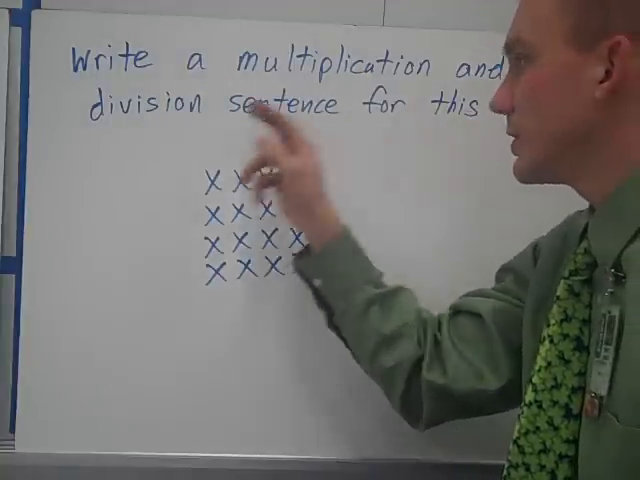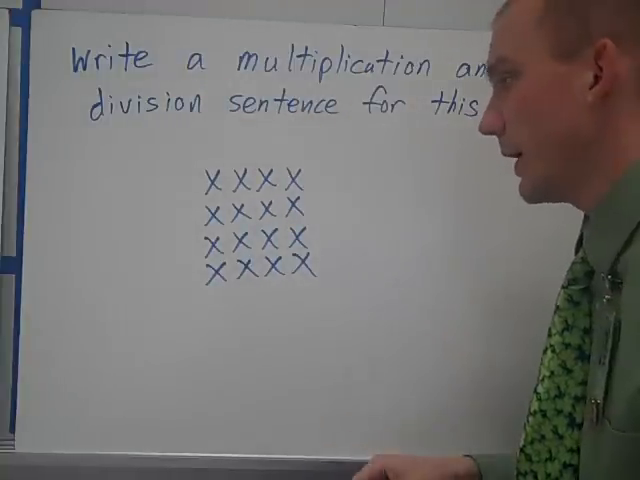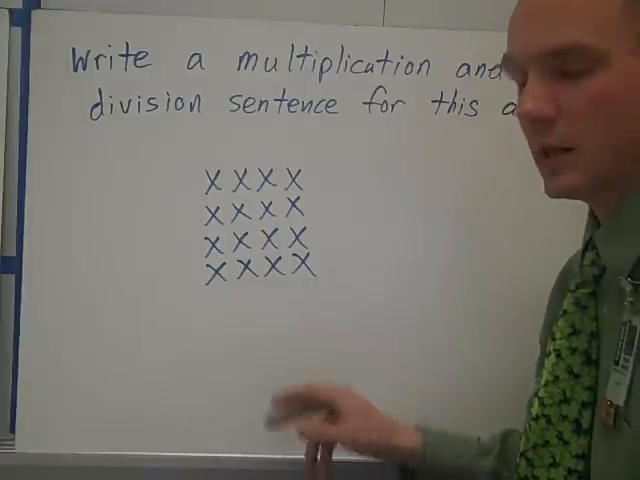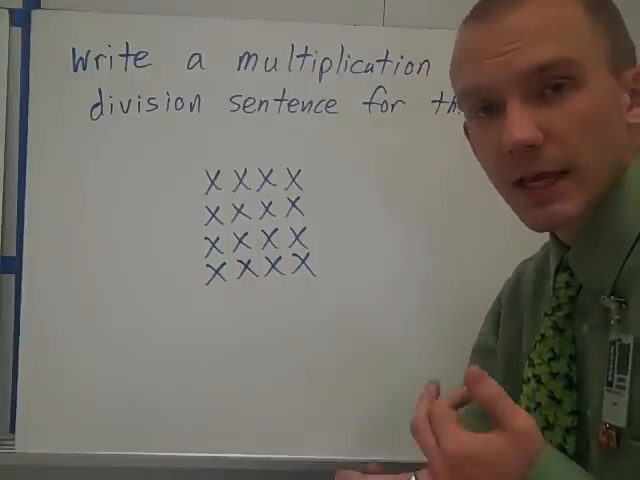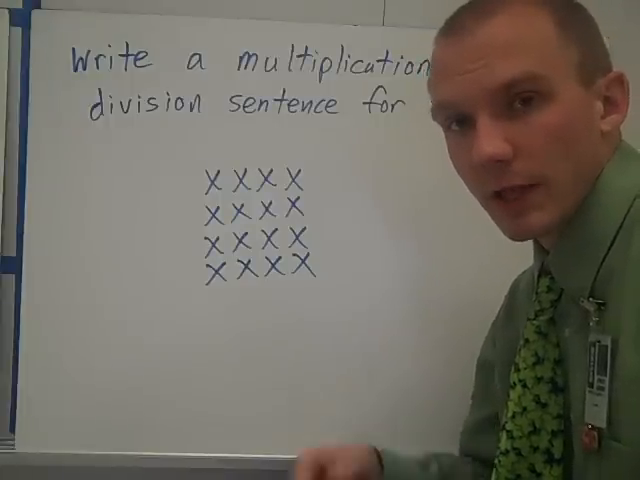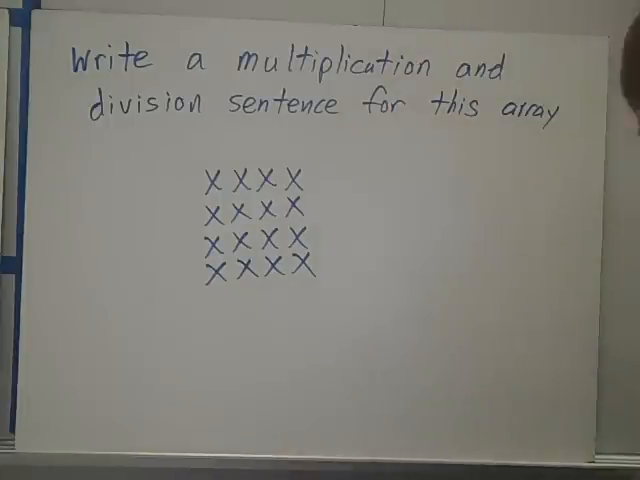Write a multiplication and division sentence for this array. So here's an array. You have 4 rows and 4 columns. Write a multiplication sentence and a division sentence. Pause the video, do it, hit play, and then check your work.